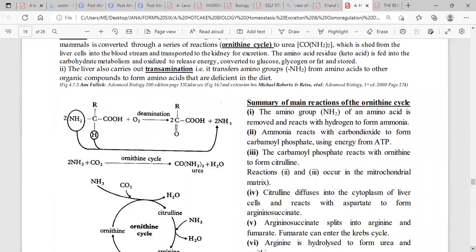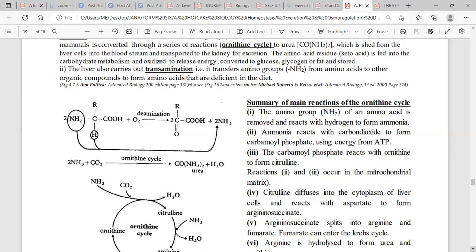Deamination is dependent on oxygen. It must take place in the presence of oxygen. You remove an amino group, and then you have the rest of the keto acid, and then you form ammonia, which later, through a series of reactions, joins the Ornithine cycle. Ammonia combines with carbon dioxide to form urea. So urea is produced at the end of the day through the Ornithine cycle, and it is excreted through transportation to the bloodstream, and then it joins the kidney for excretion.